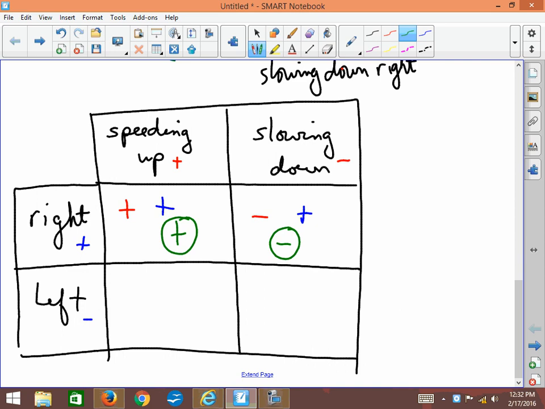And then if we go down to the bottom, we get a plus and a minus for speeding up and left, which of course would produce overall a minus. And then for slowing down, we get a minus, and then we get a minus, and two minuses make a plus. So this reminds us what positive acceleration can mean and what negative acceleration can mean.